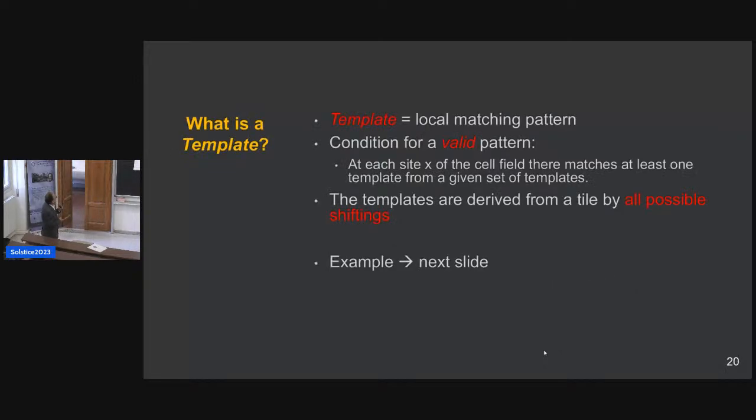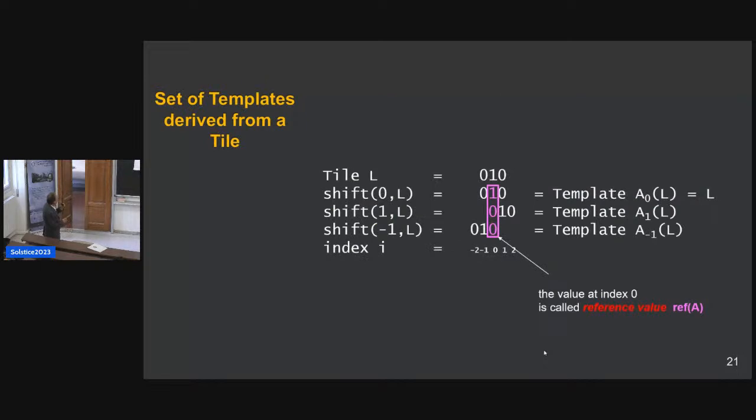Okay. So templates are local matching patterns, and the condition for a valid pattern is that everywhere we have a so-called template match, and the whole space is covered by tiles, and the tiles may overlap. And these templates, these matching patterns, are derived from a tile by all possible shiftings. We see an example on the next slide.